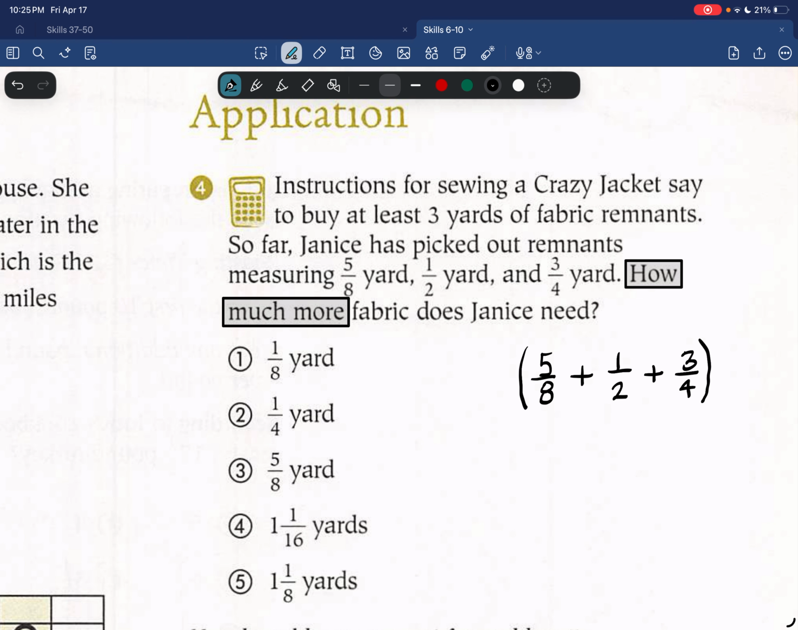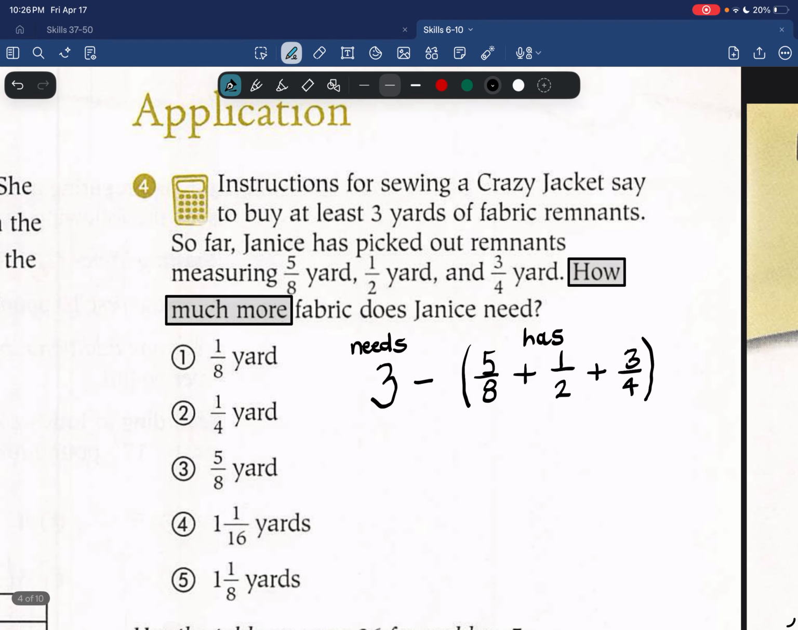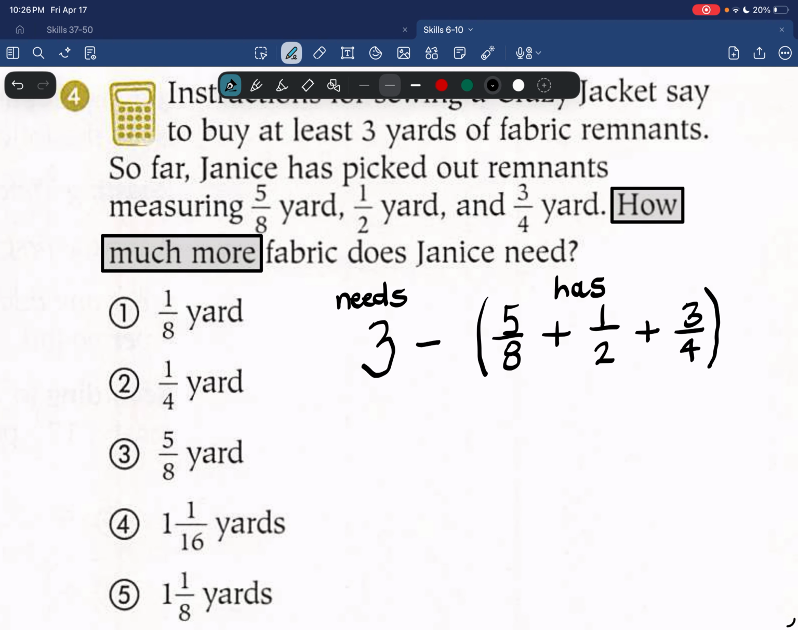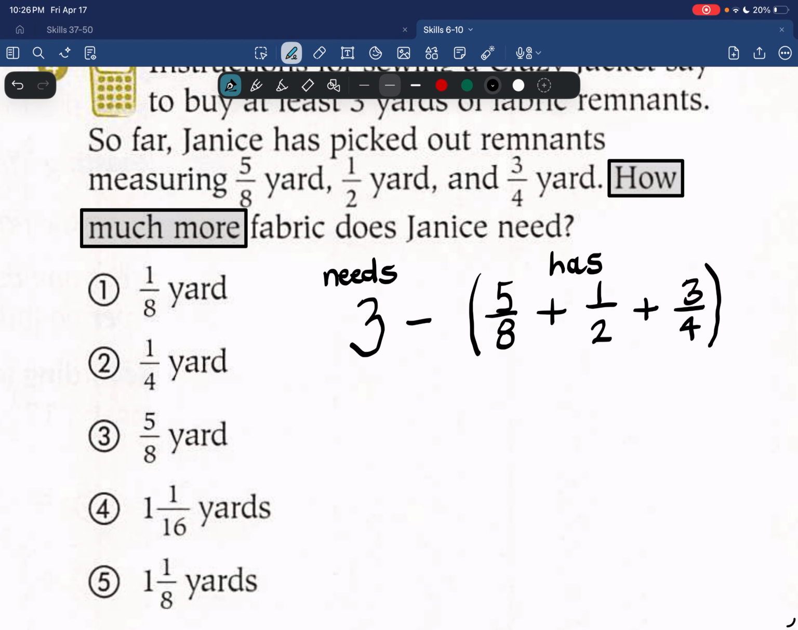Janice needs 3 yards. So we're going to take what she needs, subtract what she has, and that will tell us how much more she needs. So you can put this in your calculator right here and get your answer. I unfortunately do not have the Casio calculator. So here's how I would do it anyway.